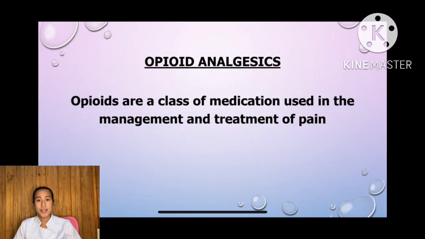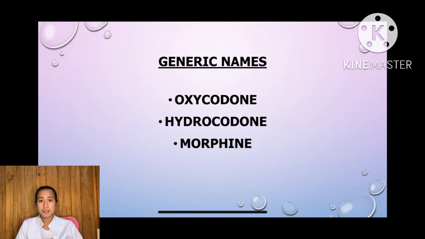So let's start with the opioid analgesic. What is opioid analgesic? Opioid analgesics are a class of medication used in the management and treatment of pain. I will give you three generic names under this drug classification, and they are oxycodone, hydrocodone, and morphine.